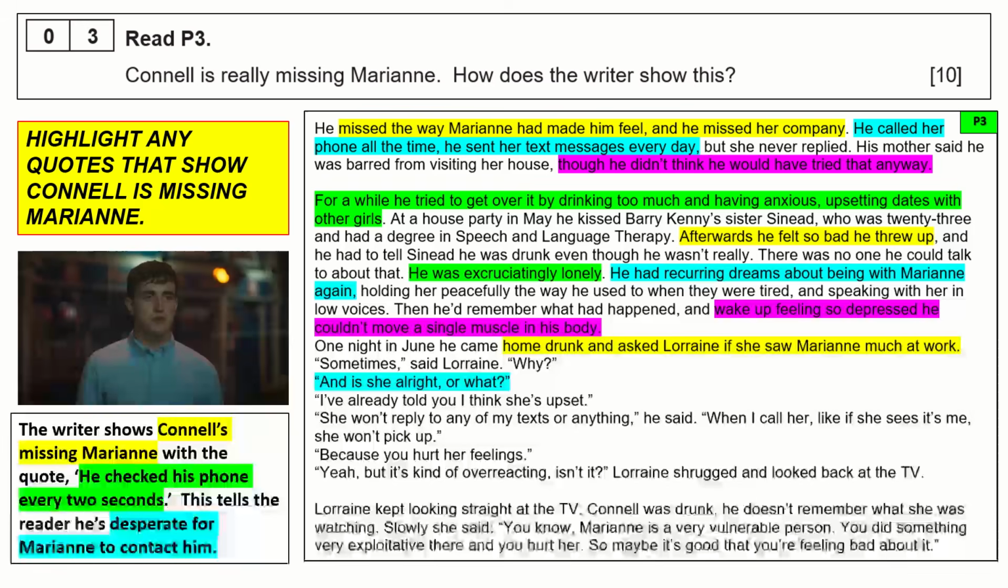The yellow one right at the start, he missed the way Marianne made him feel. He missed her company. That is an example of an easy quote where you can just go straight away. We're told he's missing her. As it says, he missed the way she made him feel. He missed her company.